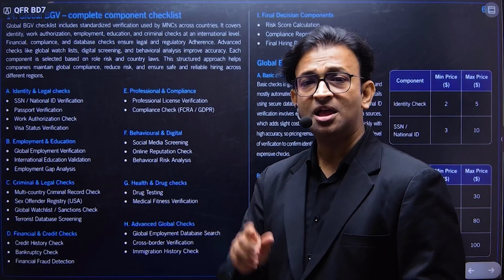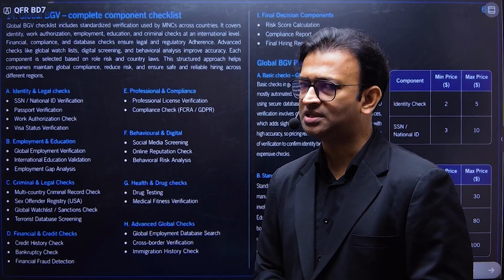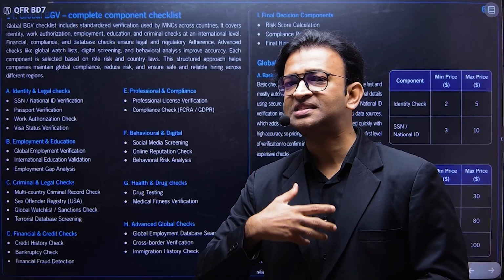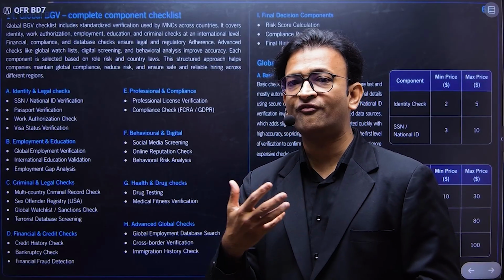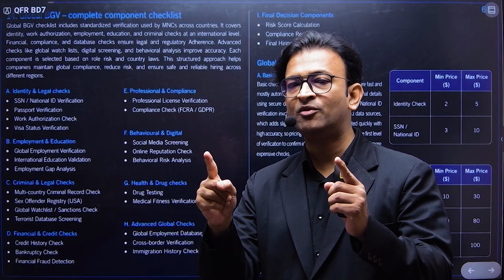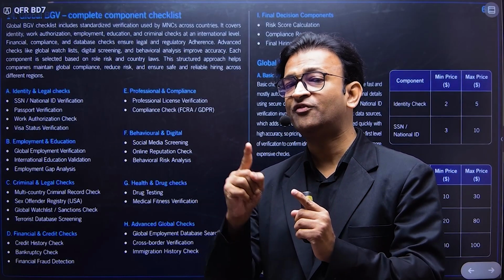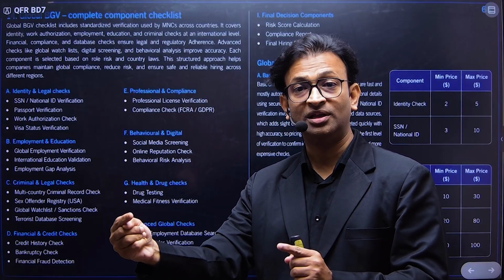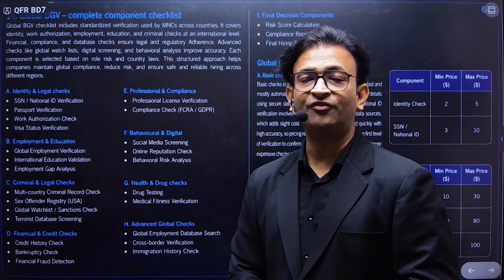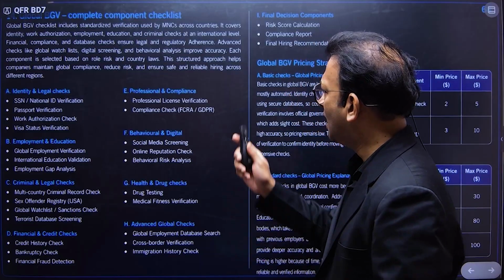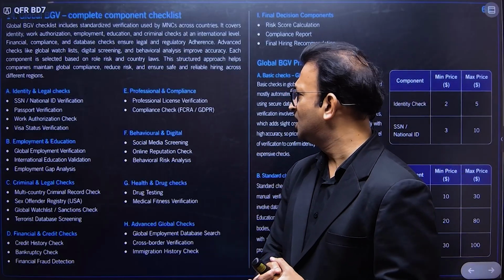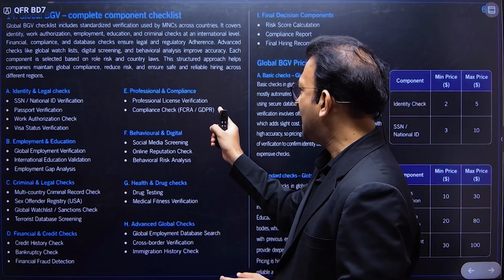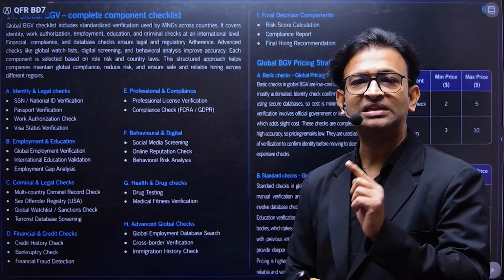Credit history check, bankruptcy check, which is so important because they want to know whether you can travel to their country and sustain yourself or your family in the tenure that you would be working in the company, whether you have sufficient funds in your bank to help yourself run the show properly. And financial fraud detection. Number E, professional and compliance, professional license verification, and compliance check, FCRA and GDPR.